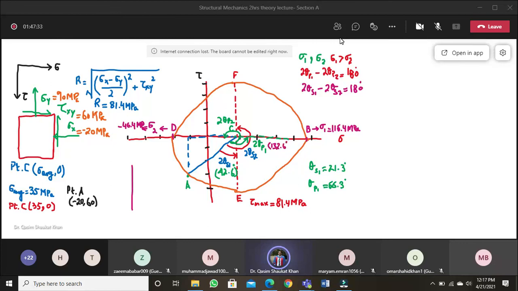And when you find theta P1 and theta S1, that will be half of 2 theta P1 and half of 2 theta S1. So when I represent it here, 2 theta S1 is this one. This angle is 21.3 degrees, and for P1 it is 66.3 degrees.